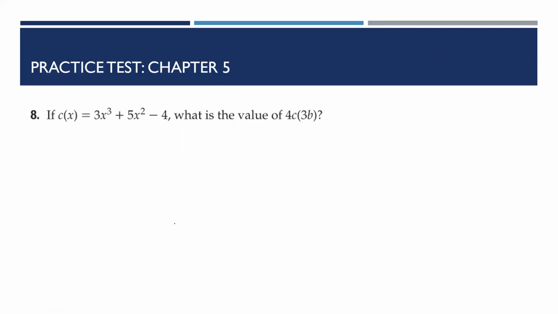Okay, number 8, it says if C of x is 3x cubed plus 5x squared minus 4, what is the value of 4C of 3b? Okay, so what that means is you're first going to put 3b in for x, and then once you get that, then you're going to multiply by 4. Okay, so I'm going to rewrite this. So I'm going to do C of 3b first. Okay, so instead of x, I'm going to put 3b.